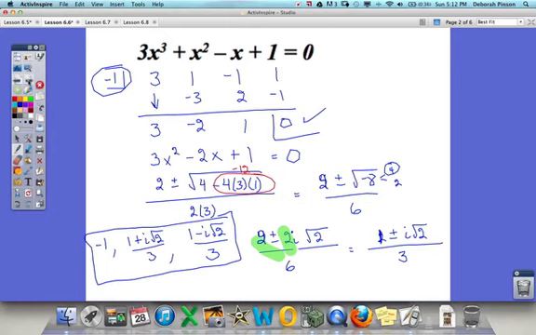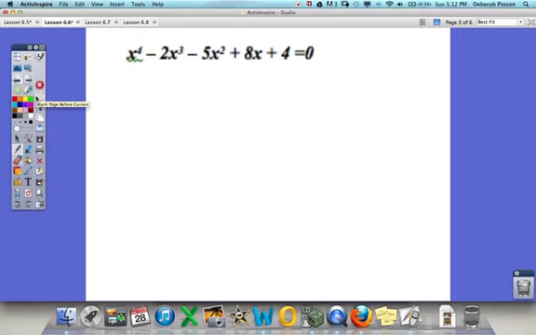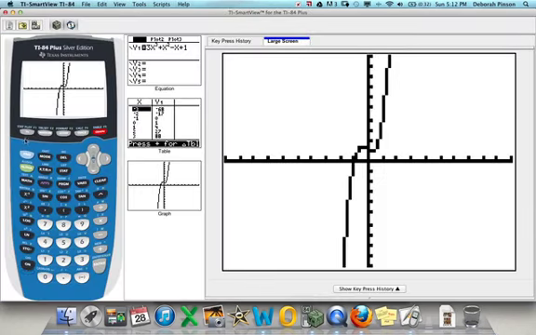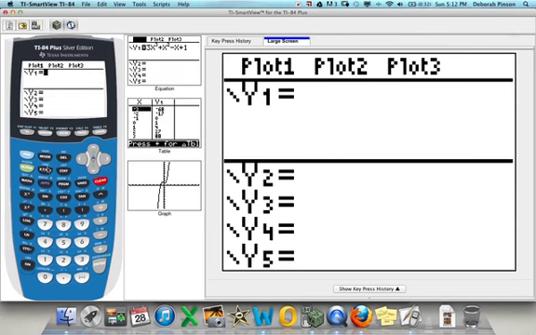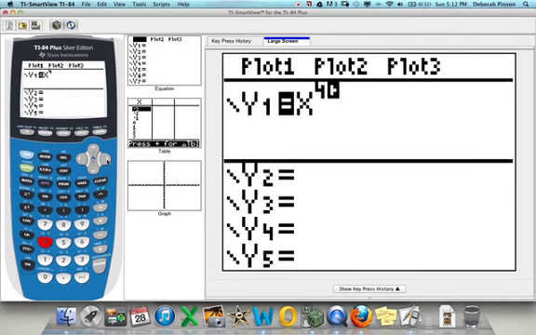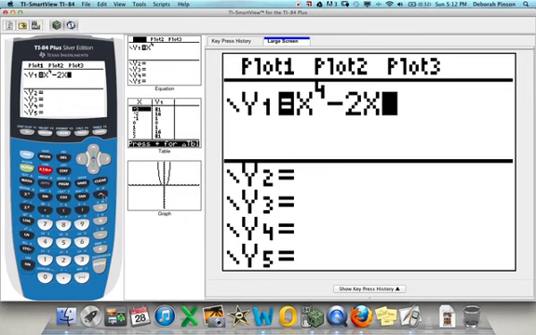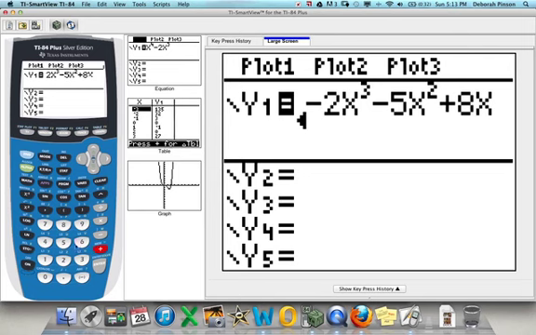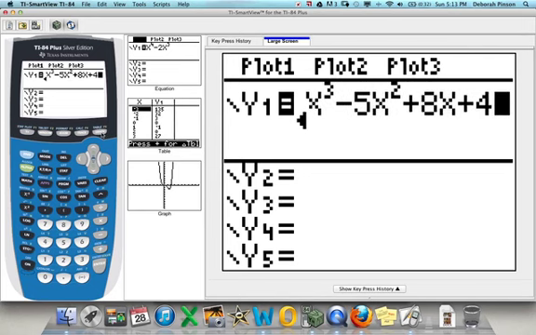Okay, let's do one more of these. Now first of all, looking at this one, you will have 4 answers on this one instead of just 3 because it's an x to the 4th. Let's go through and let's graph it. Okay, so x to the 4th minus 2x to the 3rd minus 5x squared plus 8x plus 4. Okay, and graph this thing.